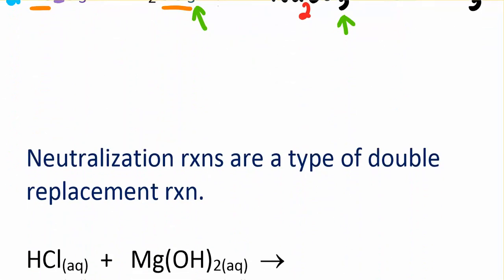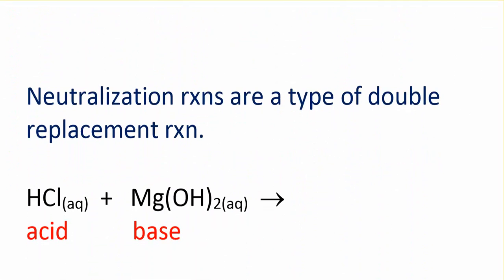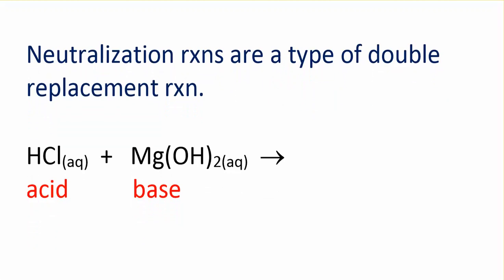Okay, let's look at another reaction. Neutralization reactions are a type of double replacement reaction. And like all double replacement reactions, the charges remain the same as you go across, so they are not redox. Charges don't change. Let's see. So let's put some charges up here.